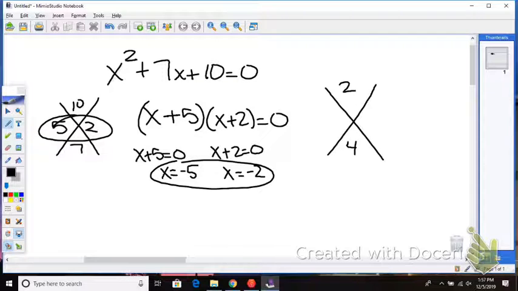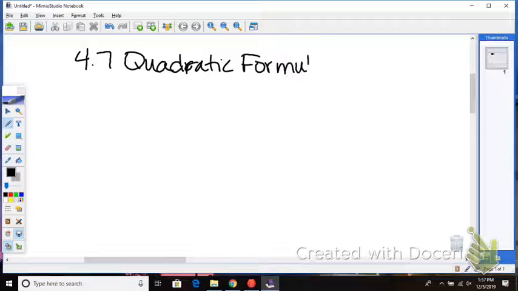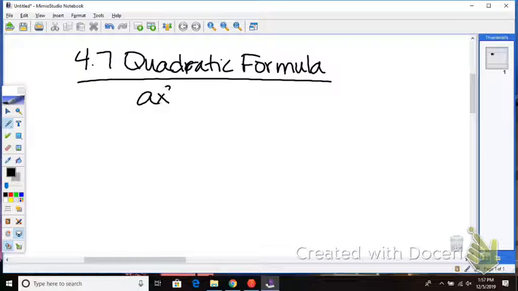So go ahead and grab some notes. This is 4.7, the quadratic formula. Let's just recall, which I think you know because we've done this every day, A, B, and C. A is the number in front of the x squared, B is the number in front of the x, and C is the number all by itself. I'm going to write down the quadratic formula. It's something you're going to have to memorize, but here's where the good part comes in.